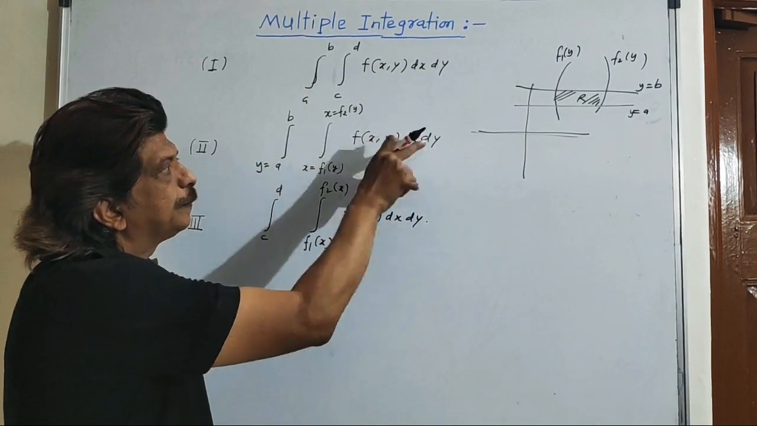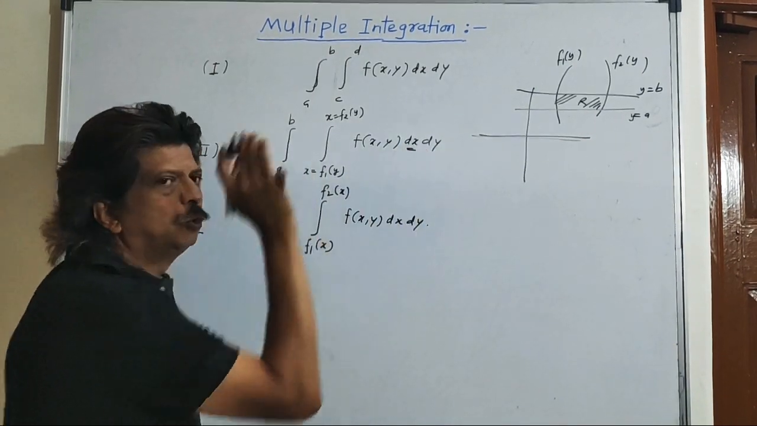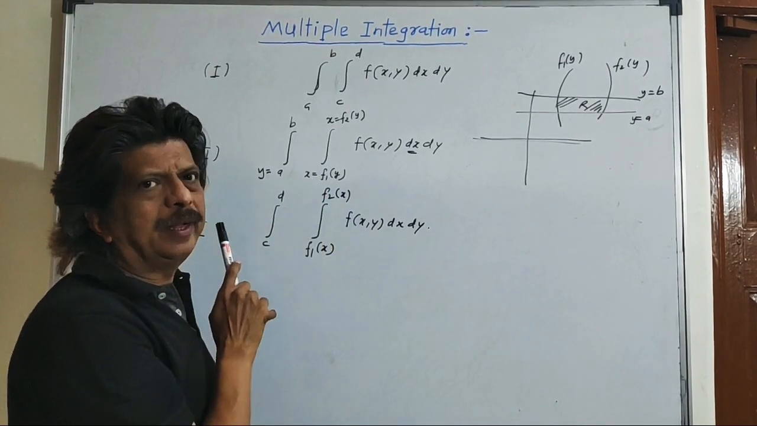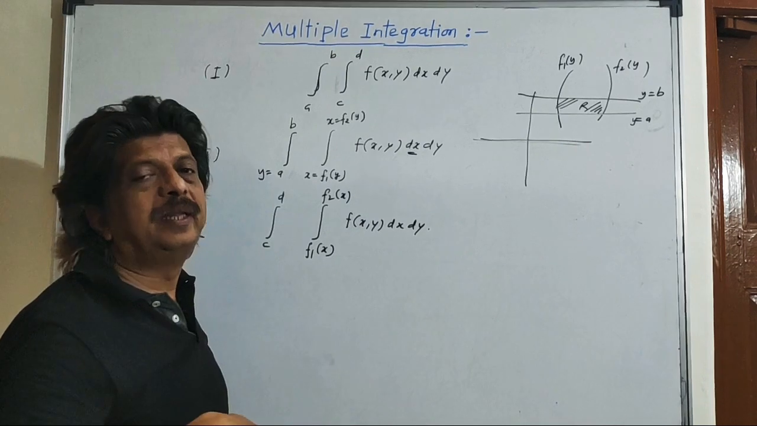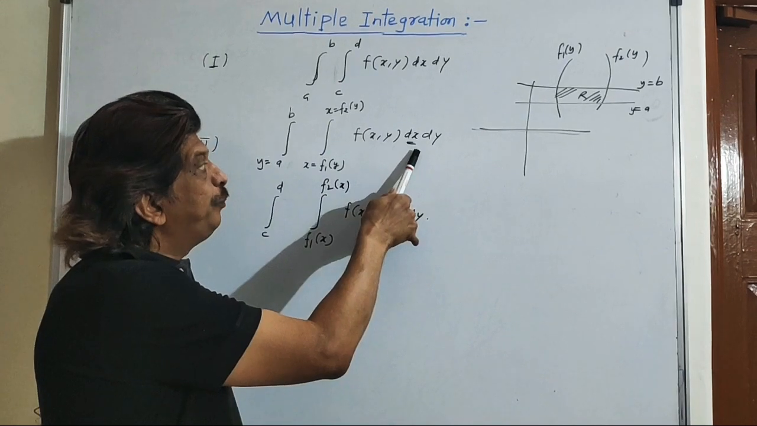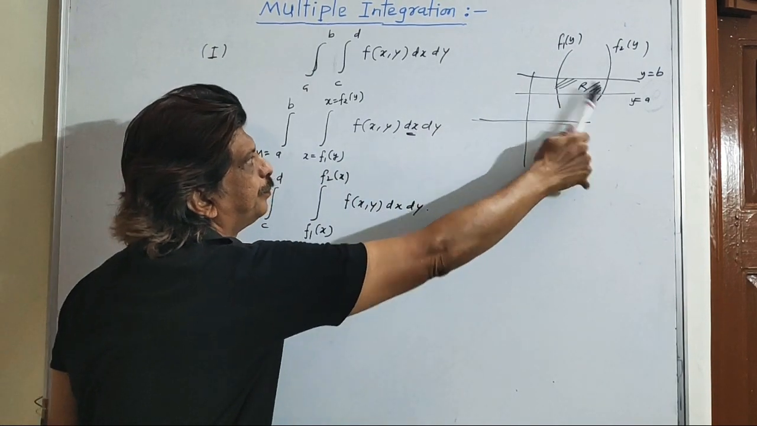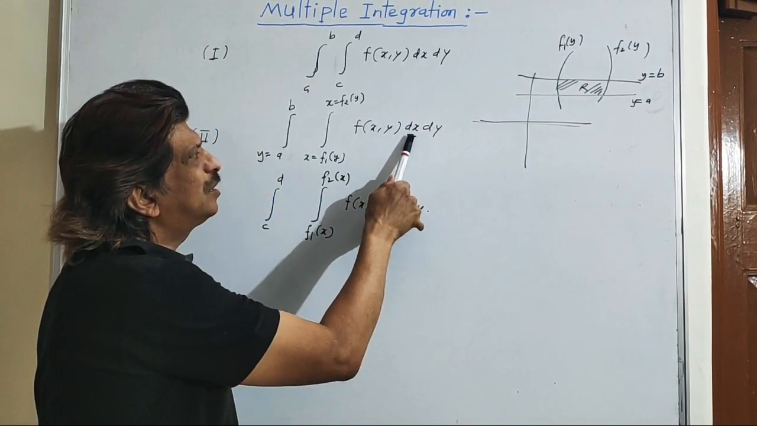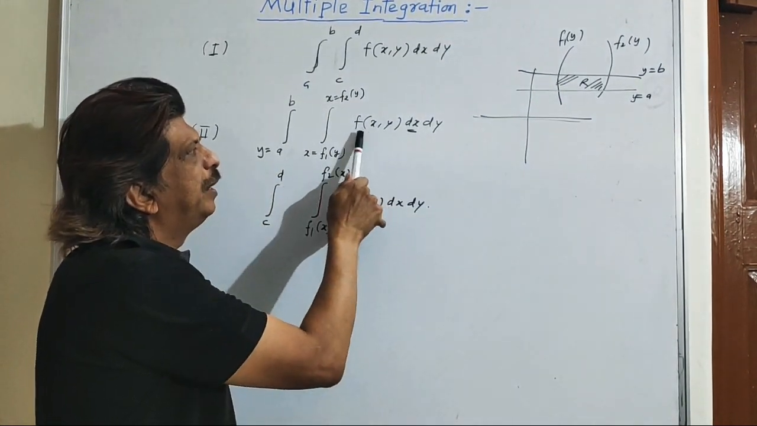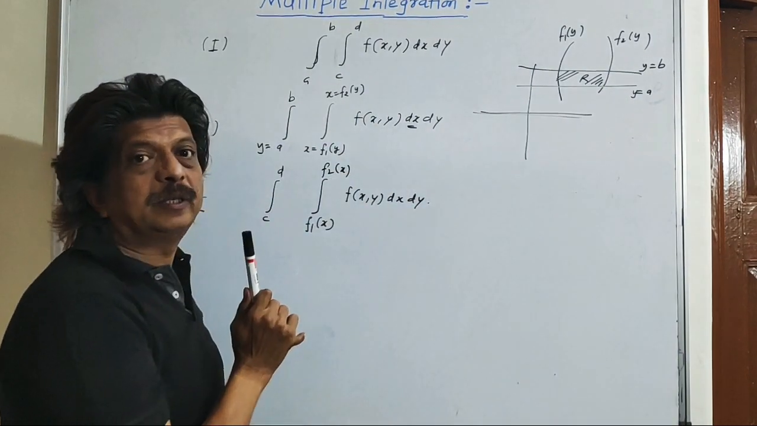Such integrals are integrated with respect to x first. Why with respect to x first? Because the limits are mentioned in terms of y. If the limits are mentioned in terms of y, then it is integrated with respect to x first. After integrating with respect to x, employing the limits of x from left to right, upper minus lower, it is converted into purely a function of y. And after this, we integrate with respect to y.